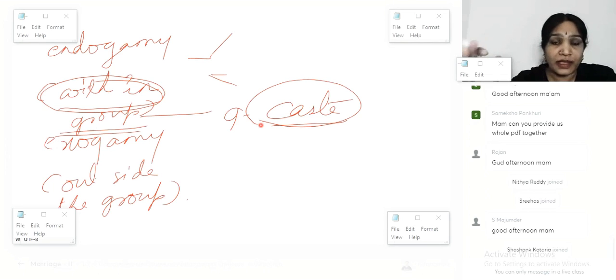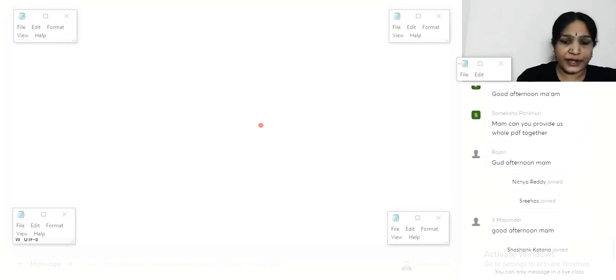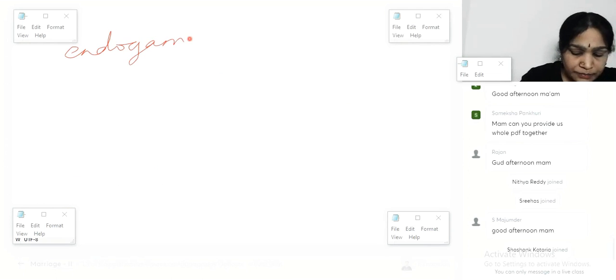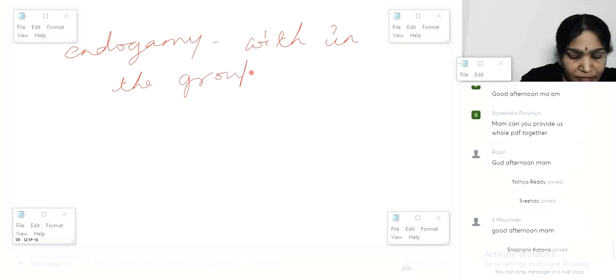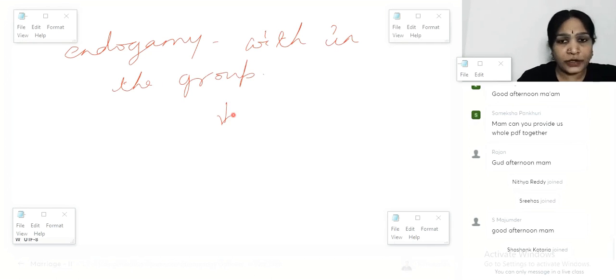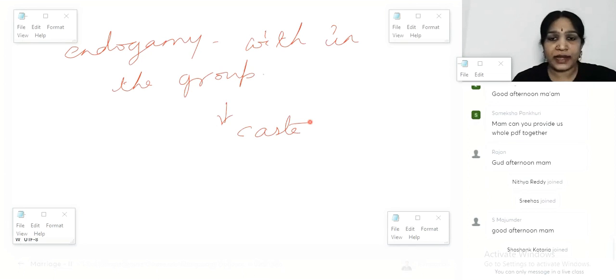Intercaste means marrying with another caste. Inter means between the castes. But here, what I am asking you is, endogamy means within the group. Depending on what the group is, we can have a few types of endogamy. If the group is caste, then we call this caste endogamy. They married within the caste.